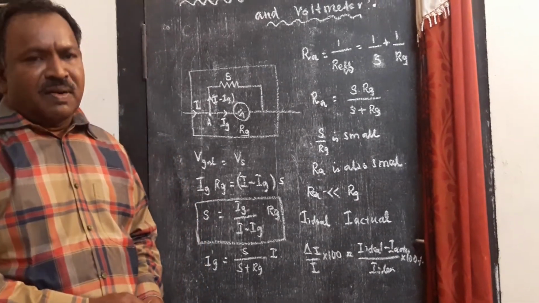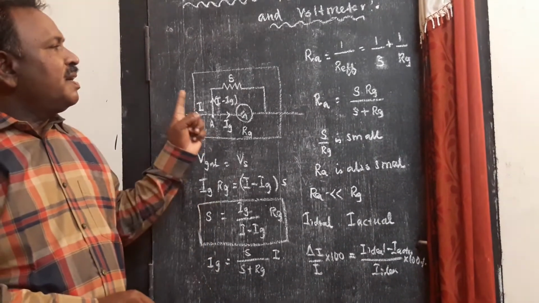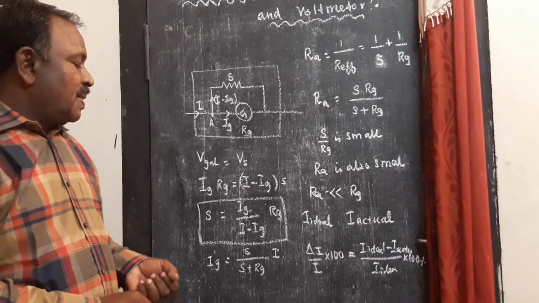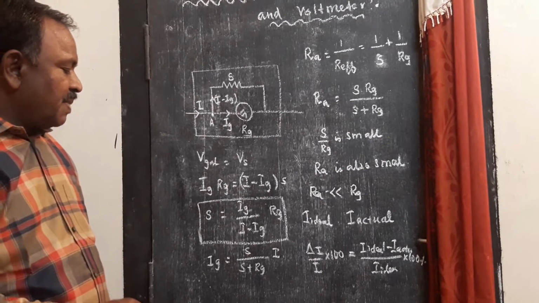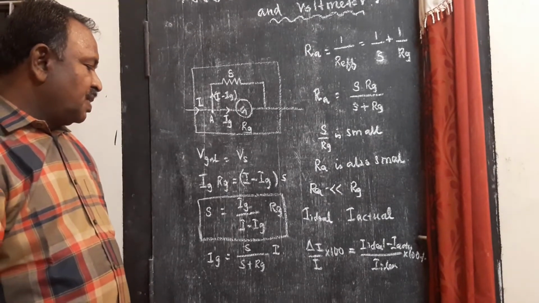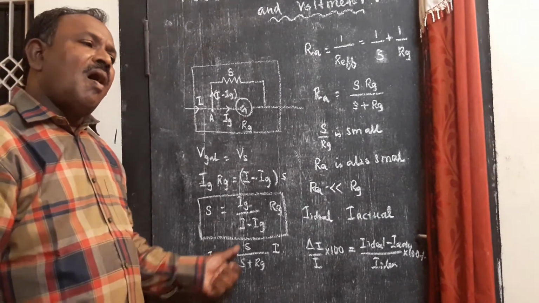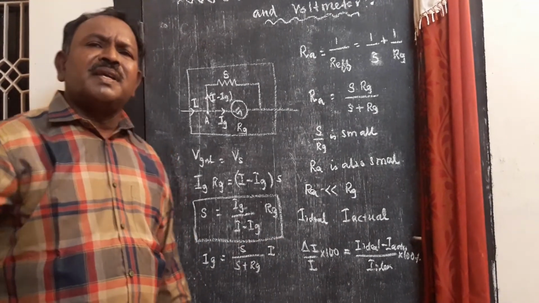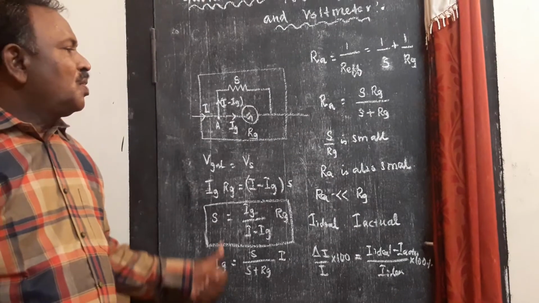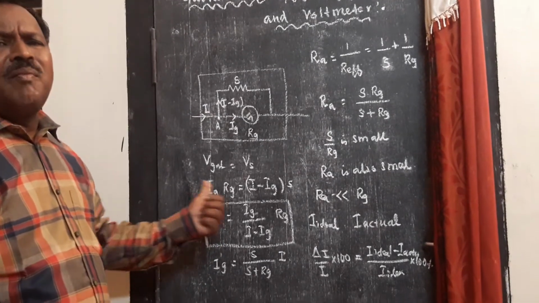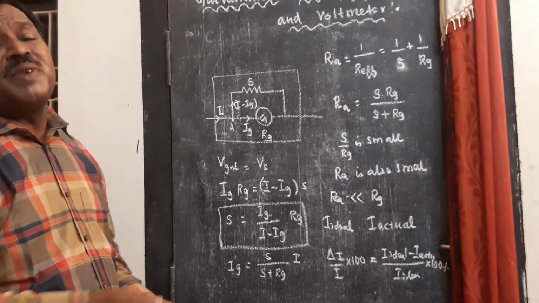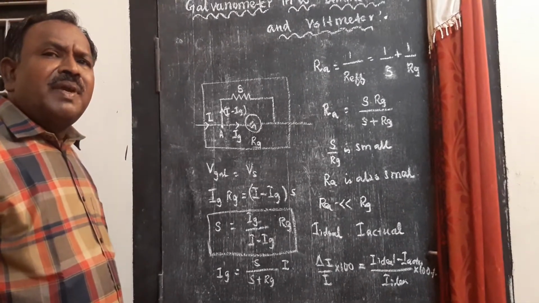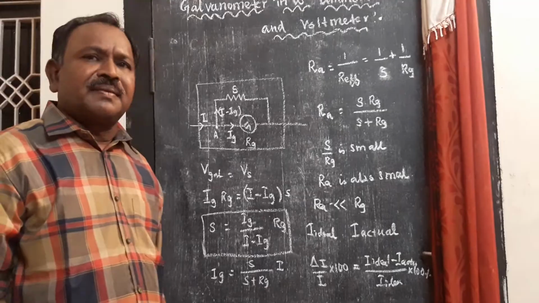If you want to convert an ammeter into a range of n times, the shunt resistance is given by S is equal to R by (n minus 1). This is how to convert a galvanometer into an ammeter. Next we are going to see how to convert a galvanometer into a voltmeter.